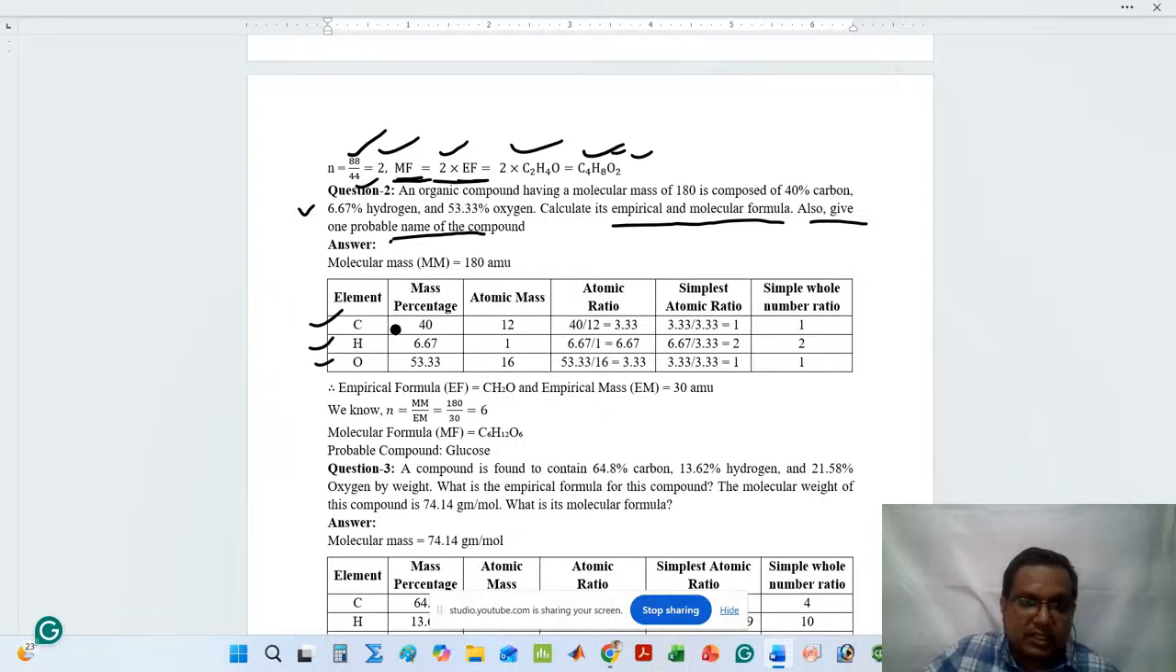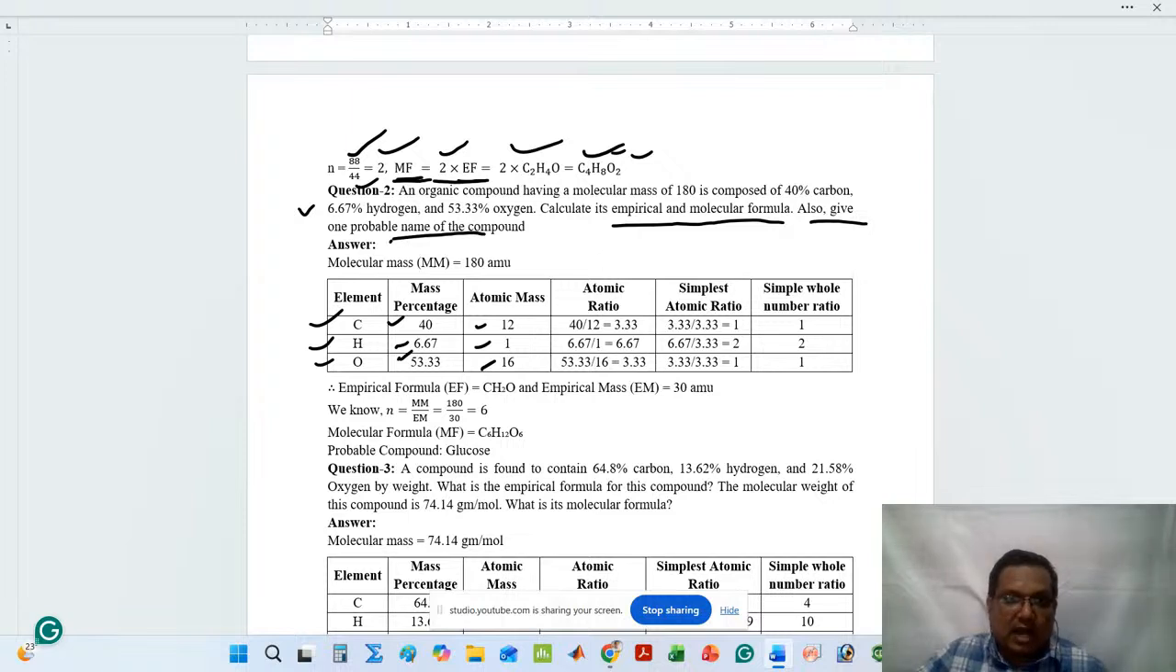The mass percentage data is 40. Next is 6.67 percentage. Next is 53.33 percentage. Atomic mass is what? 12, 1, 16. Now find the atomic ratio. As per the formula, atomic ratio is equal to what? Percentage composition divided by atomic mass.